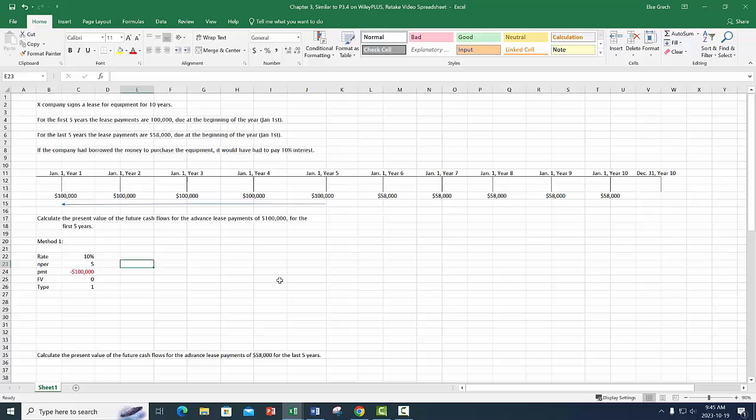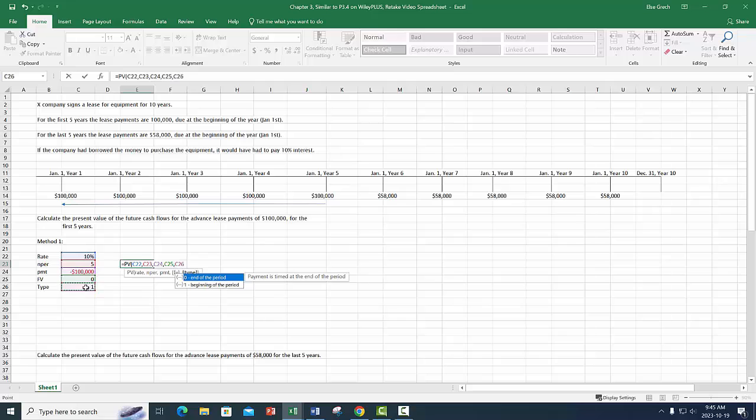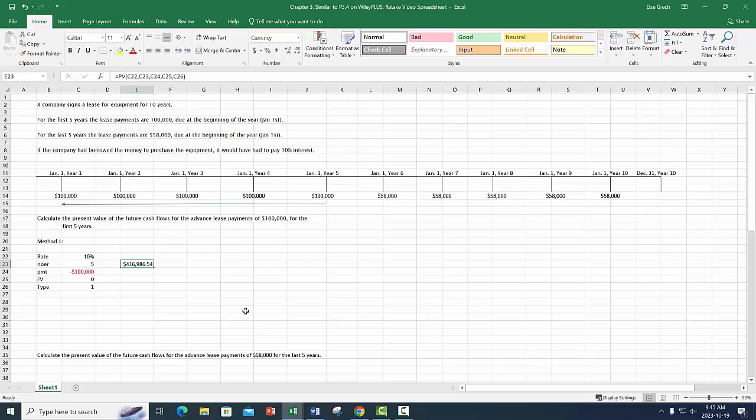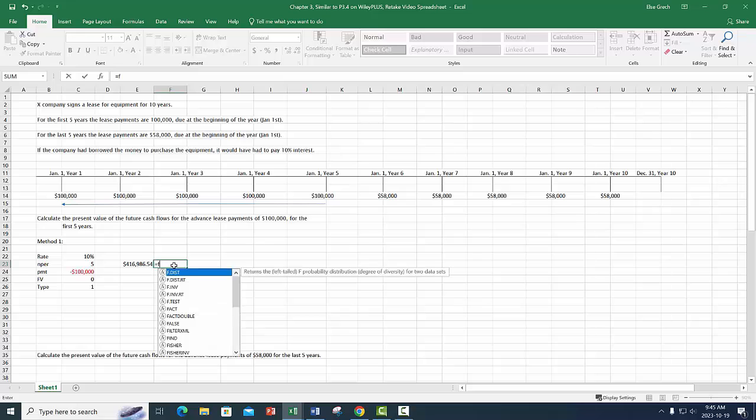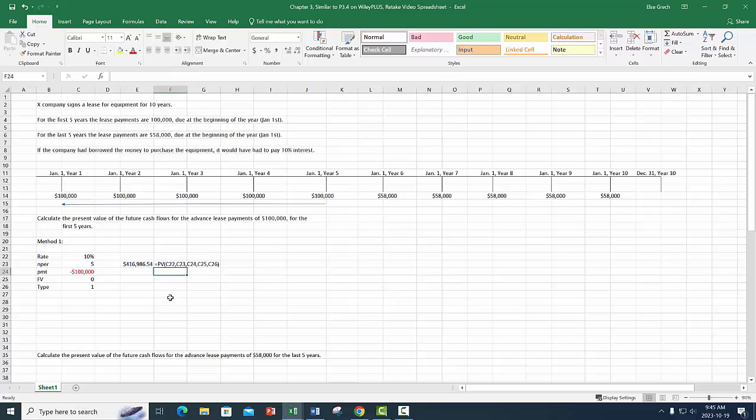Now, I'm going to do equal present value. And I've got the rate, the number of periods, the payment, future value, and the type. And you'll notice my value is $416,986.54. So that's my present value. If I just do equal formula text, I can see what my formula is. Keep that in mind. That's how I'm calculating it.